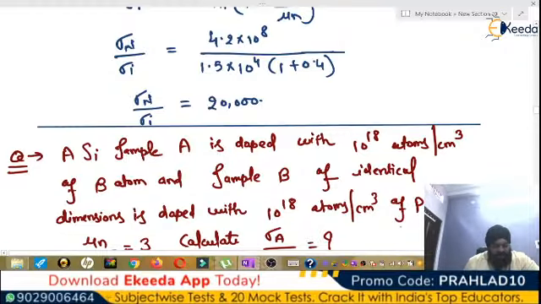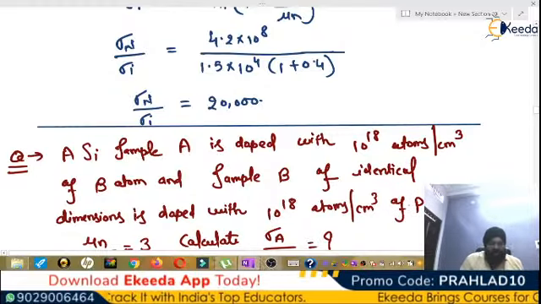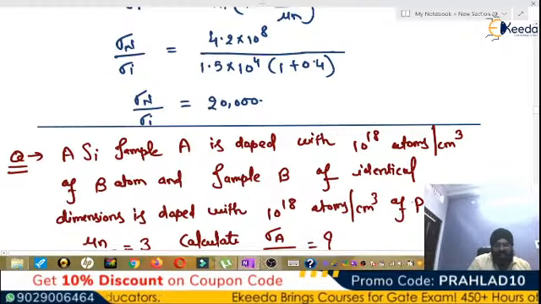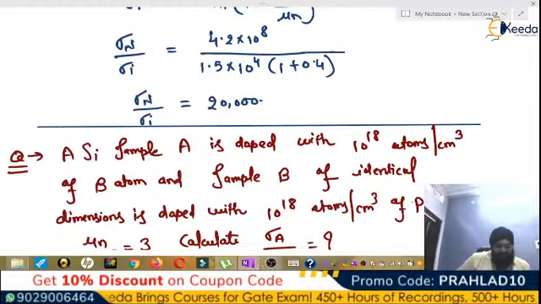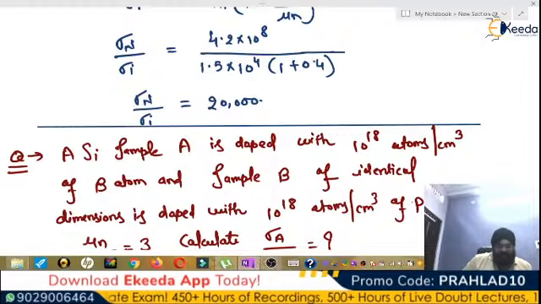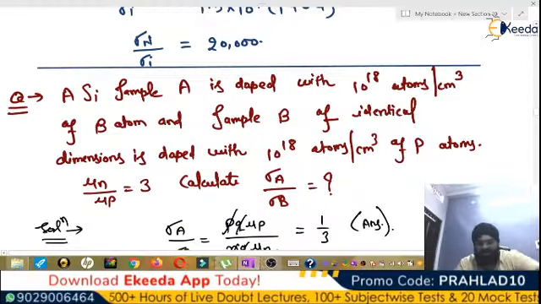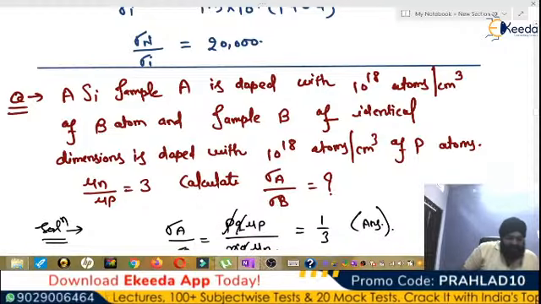Next question is, a silicon sample A is doped with 10 to the power 18 atoms per centimeter cube of boron atoms, and sample B of identical dimension is doped with 10 to the power 18 atoms per centimeter cube of phosphorus atoms. And it is given mu n by mu p is 3, right? Mu n by mu p is given 3. Calculate sigma A by sigma B.